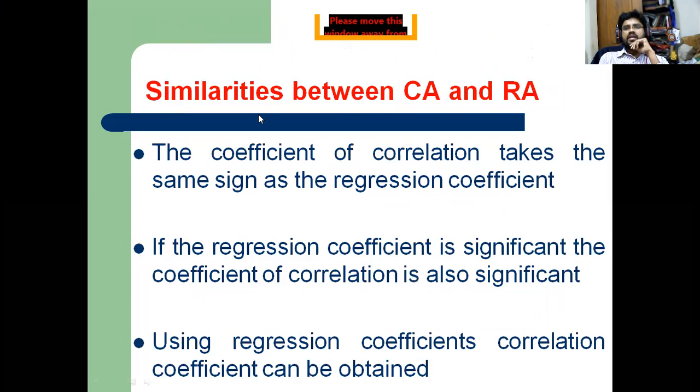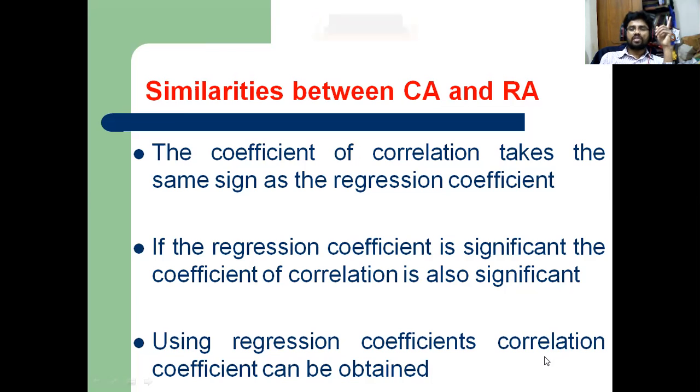And here, see the similarities between correlation and regression. The coefficient of correlation takes the same sign as the regression coefficients. Simply, if there is a positive relation, the regression coefficient is also positive. If the regression coefficient is significant, the correlation coefficient is also significant. For example, when you run the regression analysis, if the b value is significant by the t-test, the correlation coefficient is also significant. So by using the regression coefficient, the correlation coefficient can be obtained. For example, after using the regression coefficient, that is beta 0, we can simply calculate the correlation coefficient.